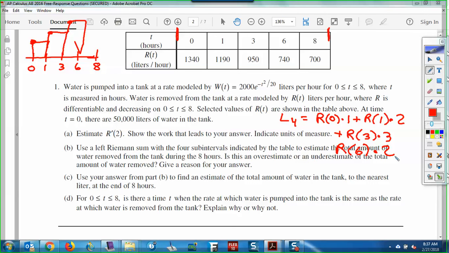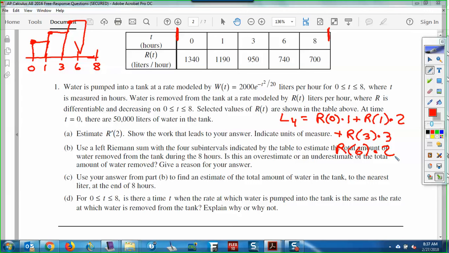Now, on the actual test, you wouldn't have to write R of 0. I like it if you were in such a habit that that's what you did. But you could actually write 1340 times 1 plus 1190 times 2 plus 950 times 3 plus 740 times 2. You could do that because that's what you're going to do next, right? But that's how we would handle a Riemann sum where there were unequal intervals, and we're forced into unequal intervals because of the data on the page. Okay? That's what we would do. All right? And then we're not ready for this next part. Is it an over or underestimate? Well, yeah, we would be. Sure, we would be.